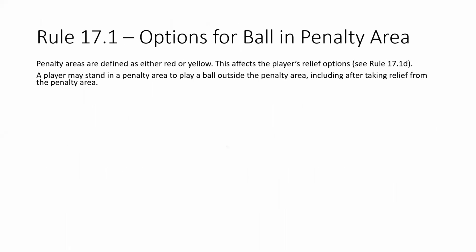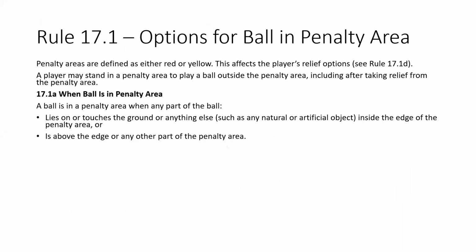All right. So what are our options here? These really haven't changed too much. There's a few slight variations in how the dropping procedure works. But as long as it's in a penalty area, so we have knowledge or virtual certainty, or if it lies in or touches the line or the ground, then it's in that penalty area, or it's above the edge of any part of the penalty area because the boundaries go up in this case.